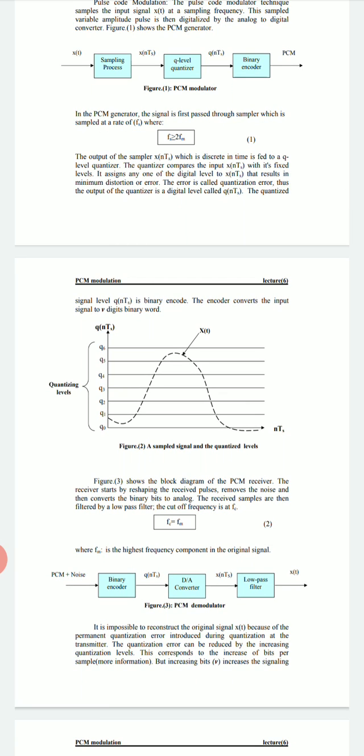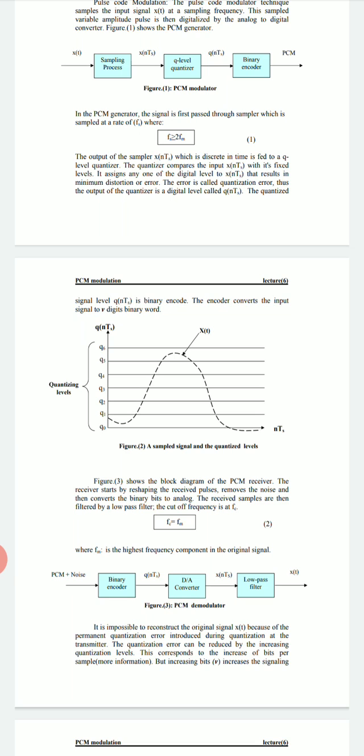You can see the diagram in figure 2 where we are taking the sample signal and the quantized level. You can see here we are taking the sample signal on the x-axis and the quantized level on the y-axis. So you will get your original signal x(t) that will look like a sinusoidal. Here we are talking about only the encoder side, only the PCM transmitter side.